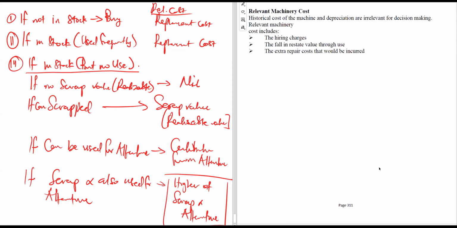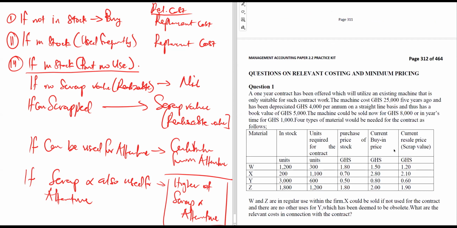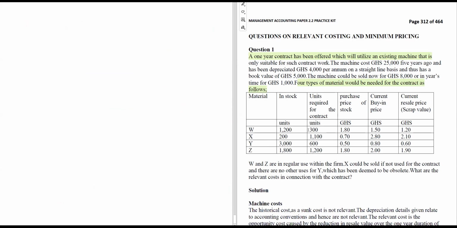We'll come to direct cost of labor and overheads, but then I just want us to do only the material of this one, right? Only the material. Okay. So we have a special 1-year contract, which has been how we utilize the machine. And these are the information: 4 types of material are required as follows. This is the material W, X, Y, and Z.